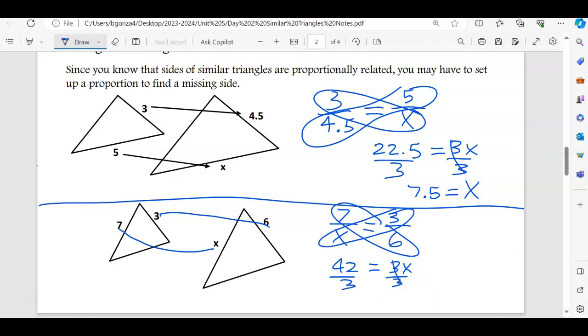What is 42 divided by 3? Anyone? 42 divided by 3. Okay, 14. All right, so those are the simpler ones, where you're just connecting them, making two fractions, cross multiply and divide. Flip it over. I'm going to show you 3 ones that are a little different, maybe a little more complicated, and then we're done. Okay?